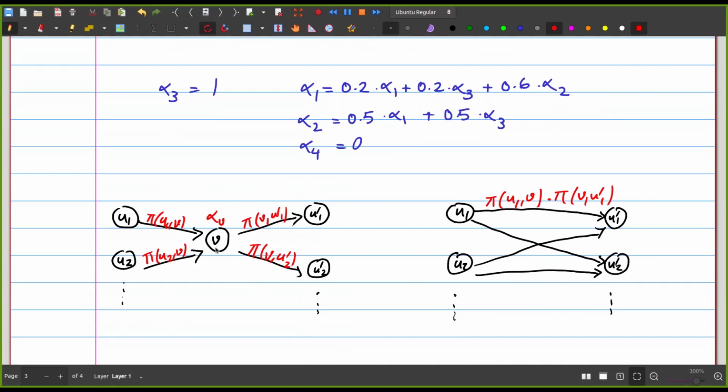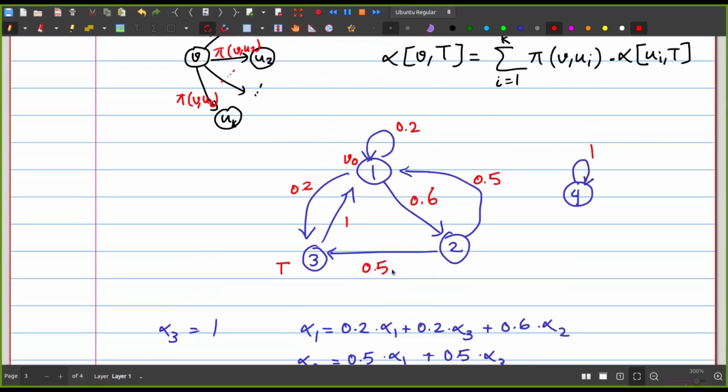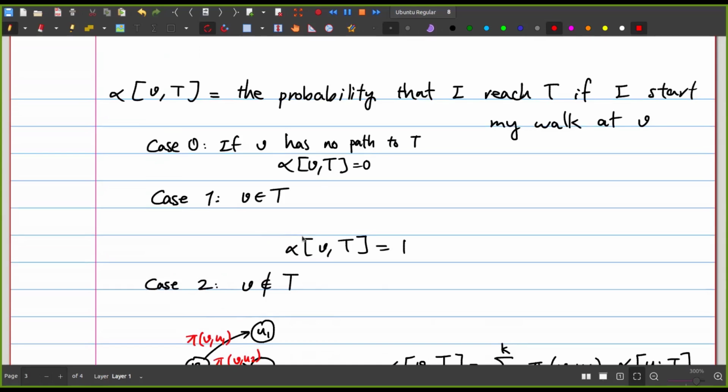When I put vertex V back, I know what alpha V is going to be. Alpha V is just P of V U prime 1 times alpha of U prime 1 plus P of V U prime 2 times alpha of U prime 2, and so on. So when I add alpha V back, I'm going to have a unique value for alpha V as well. So this system is always going to give me a unique solution. Great, and this solution is of course going to be the probabilities that I'm looking for.